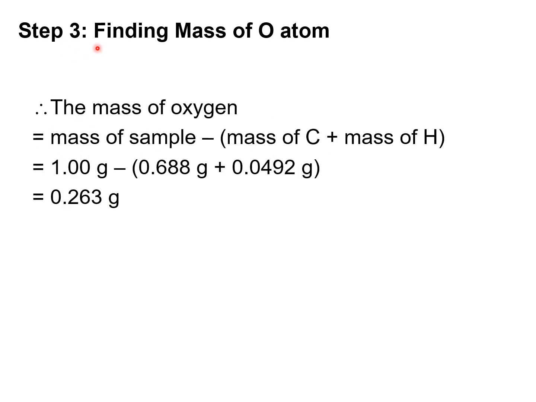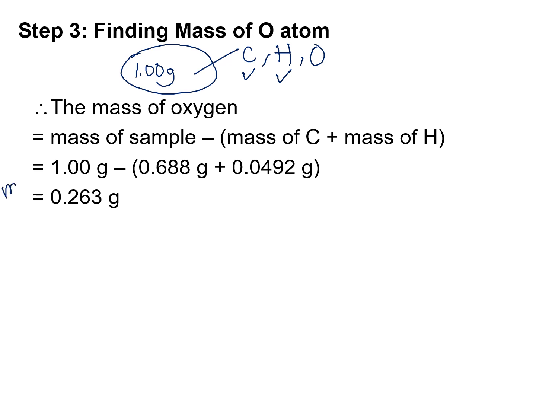Okay, next step ialah cari mass of oxygen atom. Macam mana nak cari mass of oxygen atom? Mass of sample minuskan dengan mass of carbon plus mass of hydrogen. Sebab tadi dalam soalan dia kata dalam sampel tu kamu ada 1 gram kan? Dalam sampel tu pun ada elemen carbon, hydrogen dan oksigen. Since you dah dapat mass of carbon dengan hydrogen, tolakkan saja. Satu ni tolakkan dengan mass of carbon dengan mass of hydrogen. And you dah dapatlah kat sini mass of oksigen adalah 0.263.